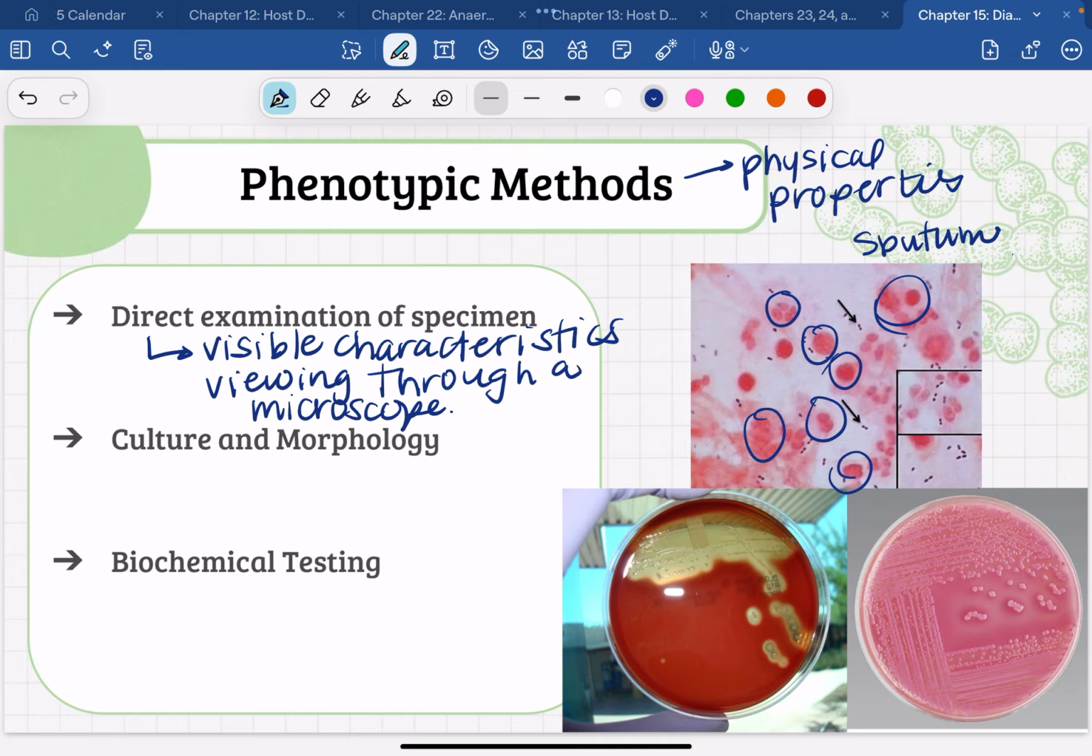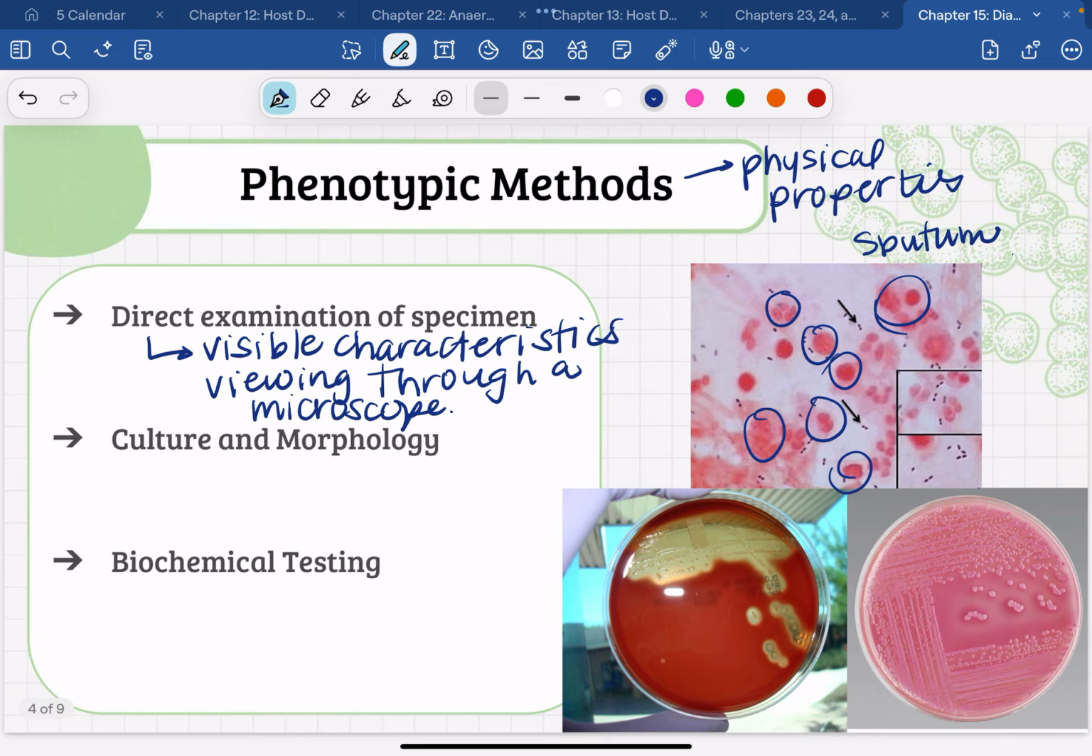So these are all physical characteristics. It's the size of the organism, the color, the arrangement, the shape of the organism itself. Okay? These are all physical, viewable, visible characteristics.